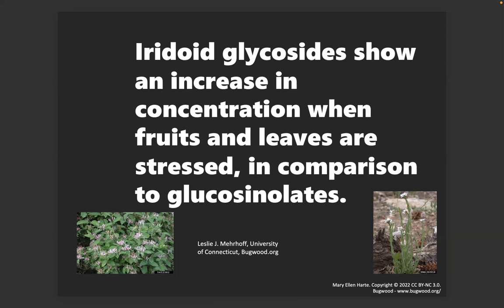Today we're going to be talking about two different plant species, Lonicera exbella off to your left and Bocara stricta off to your right. And the main takeaway we're going to gather from this presentation is that iridoid glycosides show an increase in concentration when fruits and leaves are stressed in comparison to glucosinolates. So we're comparing secondary metabolites essentially.